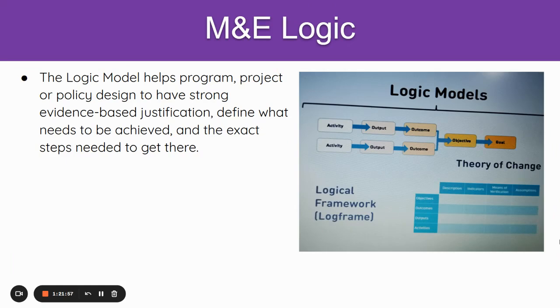But at the outcomes and objective level, we do not have control over them. We do not have control over the beneficiary. For example, we can build a pump, but we cannot control the beneficiary to use it. They will have to be encouraged to use it.